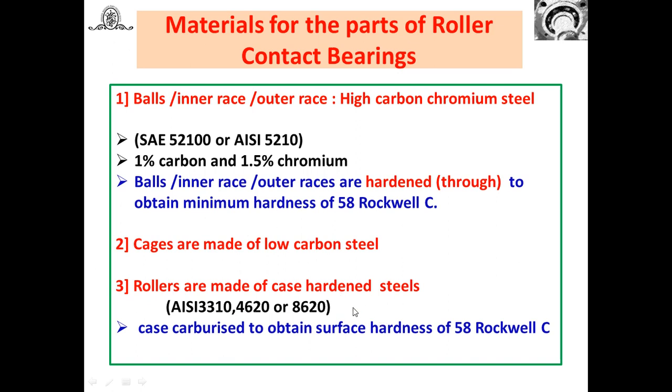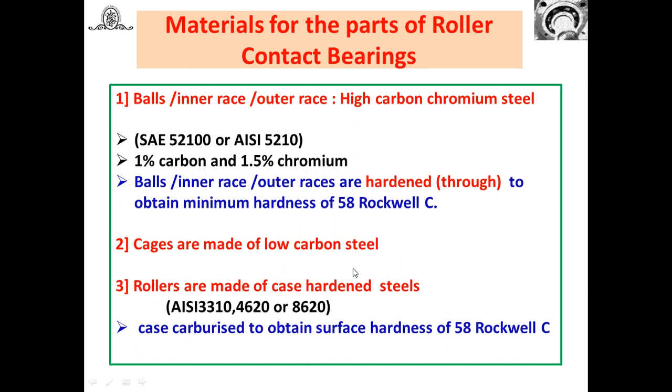What is the main important point here? Balls are hardened throughout, but rollers are case hardened. Try to understand and remember, this is a very important point. And here case carburizing is done to obtain a surface hardness of 58 Rockwell C. Thorough hardening of the balls and case hardening of the rolling elements or rollers, this is the basic difference. Otherwise, high carbon chromium steels are used for the balls and races, inner or outer. Cages are made of low carbon steel and the rollers are made of case hardened steel. Case hardened for the rollers and through hardened for the balls.